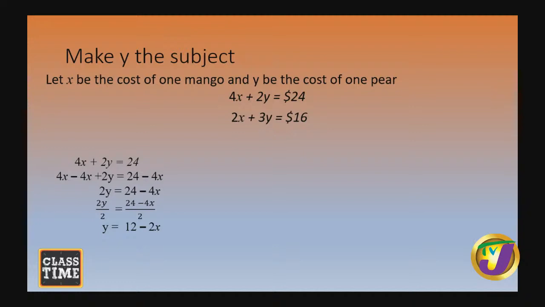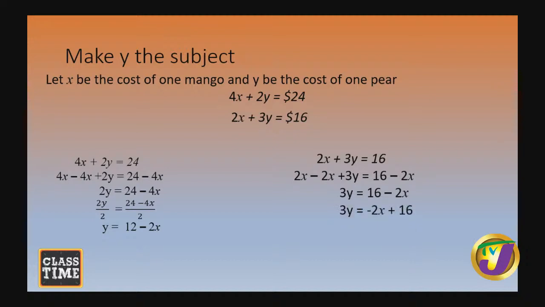Let's look at the second equation. So 2x plus 3y equals 16. Let's isolate y. Again, we need to find a way to get rid of the 2x. So we subtract 2x from both sides, the inverse of the addition. And that would leave 3y is equal to 16 subtract 2x. Good.